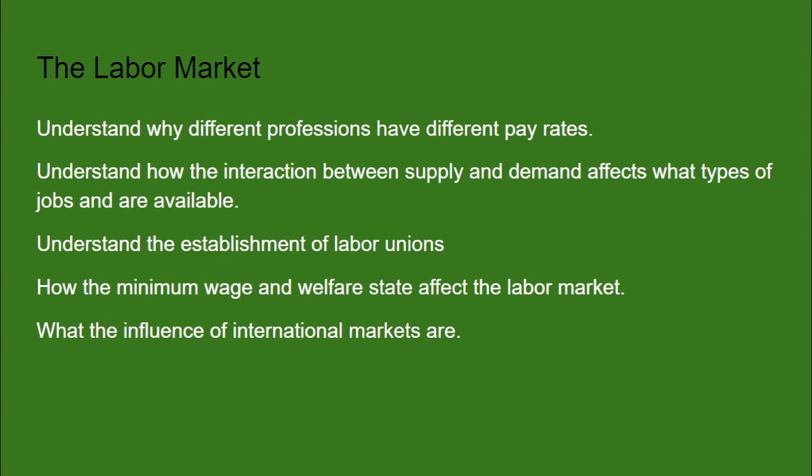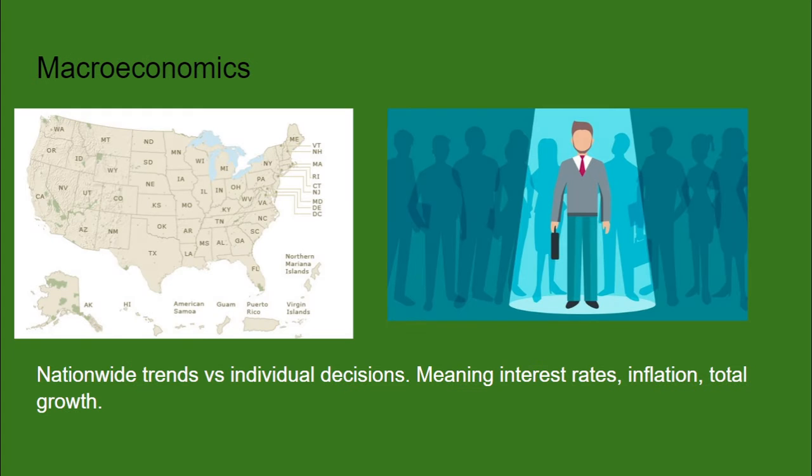And then after that, we're going to be moving into the labor market, how the labor market works, understand why different professions have different pay rates, understand how the interaction between supply and demand of labor affects what types of jobs are available, actually supply and demand of aggregate goods and services in the economy. Sorry about that. Understand the establishment of labor unions in this country and how the minimum wage and the welfare state affects the labor market overall, and then what influences the international markets are, like selling goods in the country that are made overseas, the mobility of capital around the world. It's a very, very all-around whirlwind of subjects. They all interact with each other in a way.